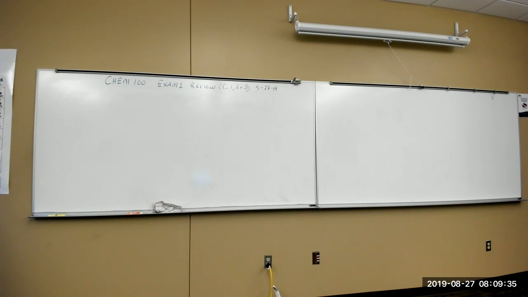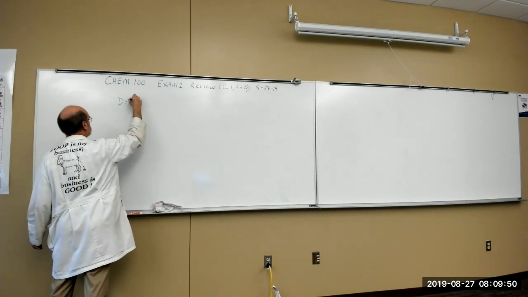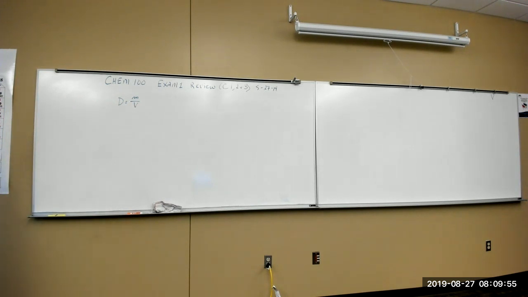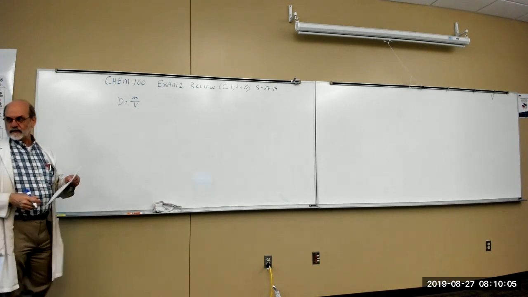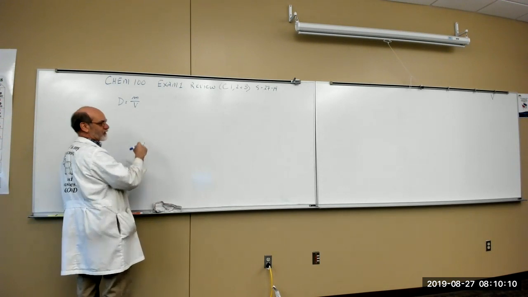Let's see, I'm going to start checking ones off the backtrack. How about a density problem? Density equals mass divided by volume. So in this case, we're going to use that formula, and we're going to determine which one of these three objects will float. In water, I should specify.